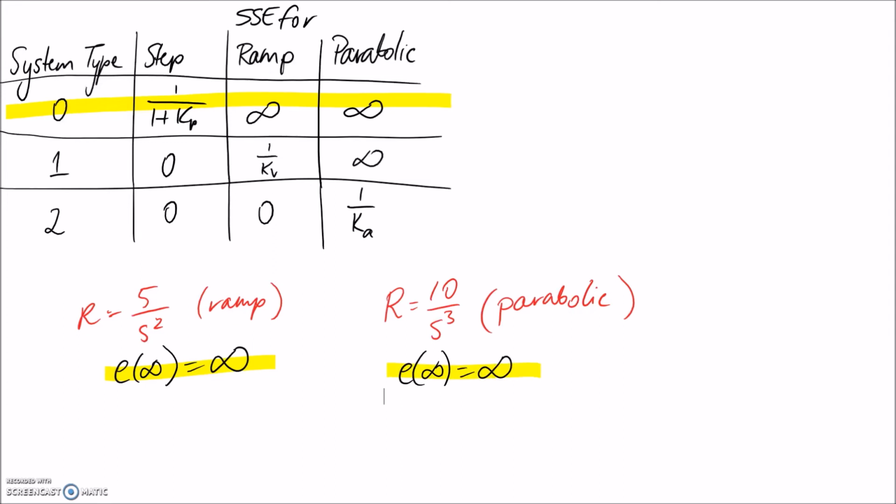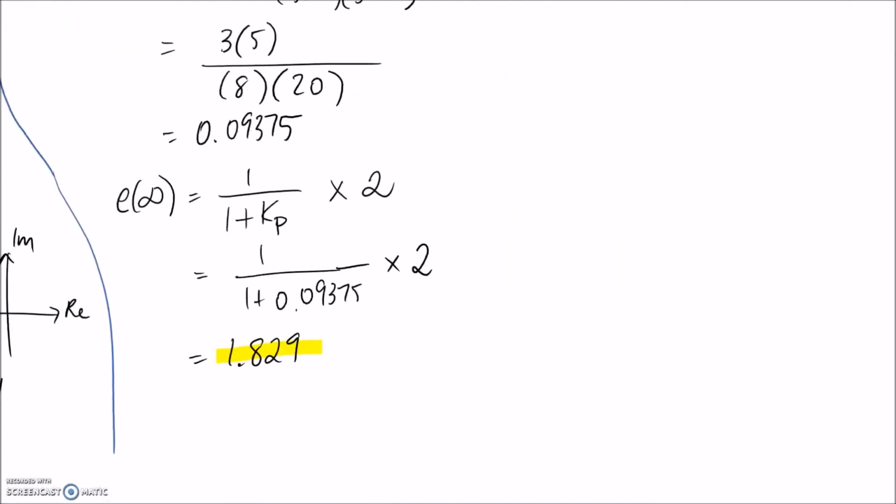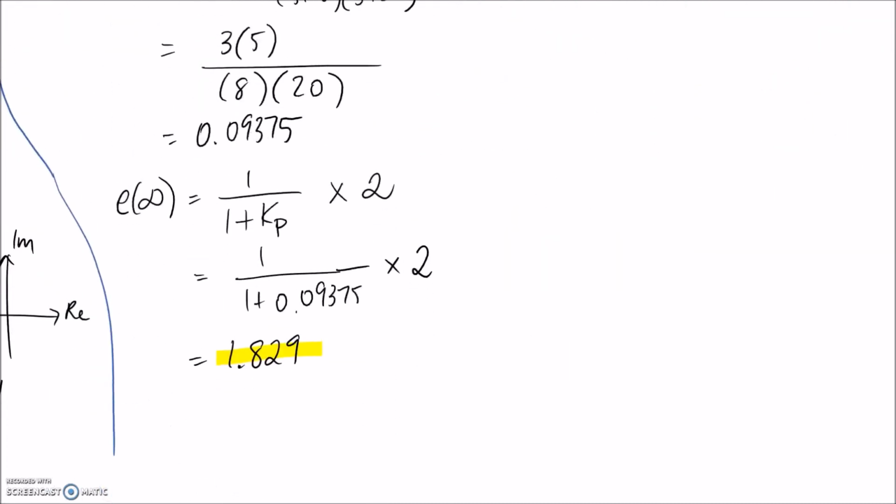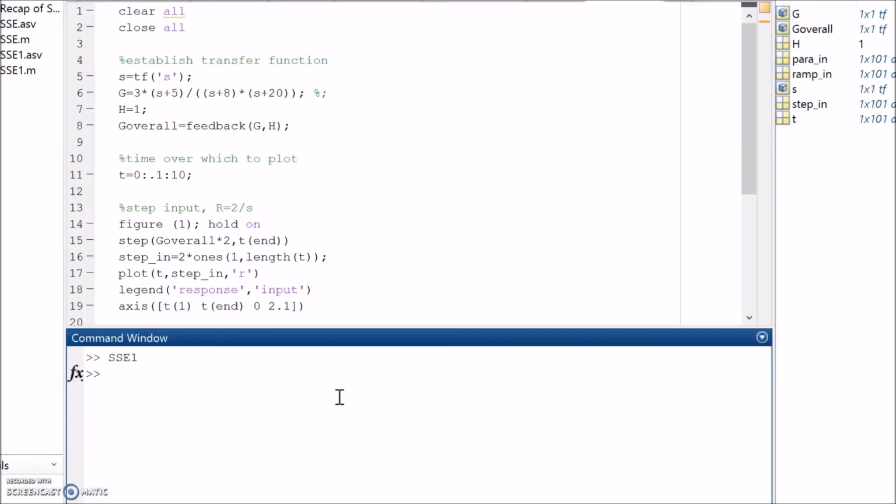I've gone through and actually made a code in MATLAB where I'm able to compare whether my theoretical results match against my simulated results. If we start by looking at the step input, we decided that the error should be 1.829, sorry. So if I jump over to MATLAB, I've written myself a code to simulate this.